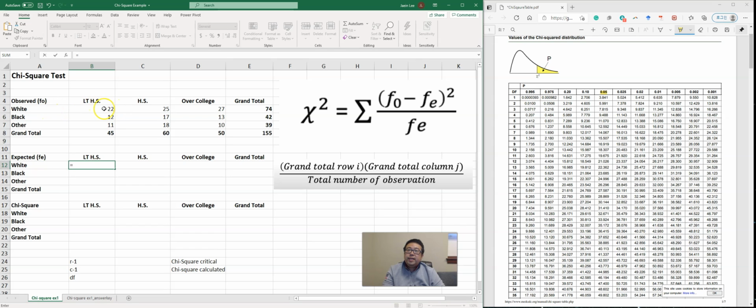So 22 is in the column, and so the cell we are filling out is in the expected frequency. So now we are using the 22 as our expected frequency, but we are filling out the cell of the combination between less than high school and white. So grand total I is the row of the first row, 74. So this number is multiplied by the grand total of the column. So we are using this number as the standard and go down. So 45. Okay, divided by the total number of observations, and enter.